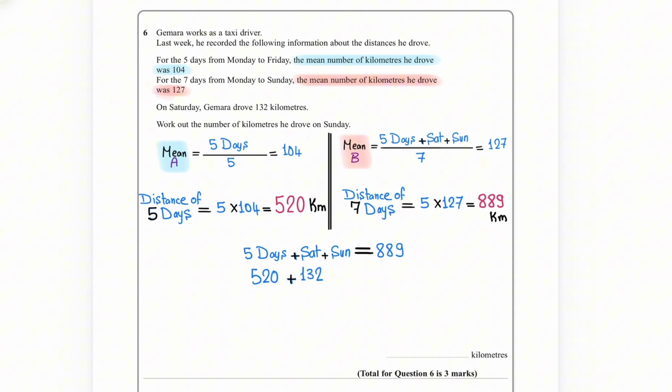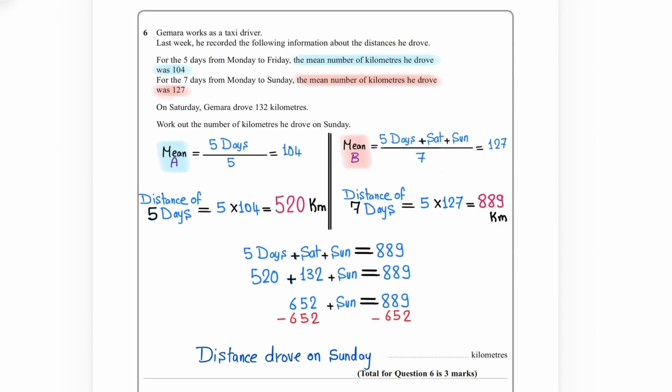520 plus 132 plus distance driven on Sunday equals 889. Let's combine like terms. 520 plus 132 is 652, plus Sunday equals 889. Now we simply subtract 652 from both sides to get the final result: Sunday equals 237 kilometers. So Gemara drove 237 kilometers on Sunday.